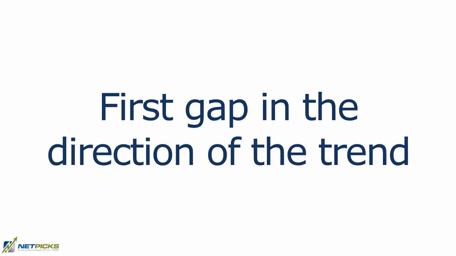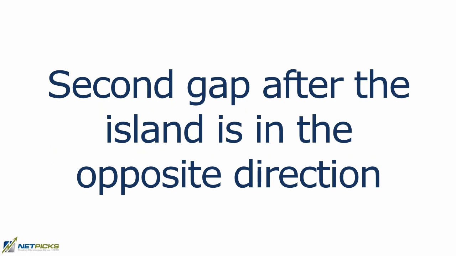What does that mean? So let's find a market that's trending. You want that first gap to be in the direction of the main trend. So in this example here, a gap up. The second gap after the island is in the opposite direction of the main trend. So now we want a gap down.